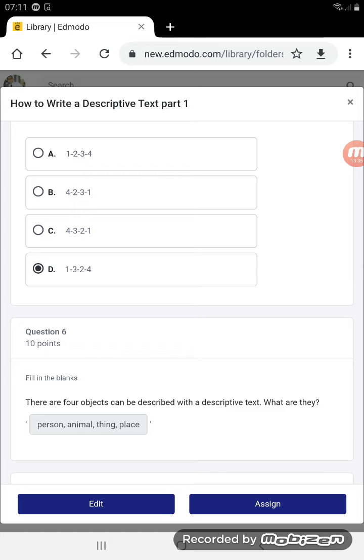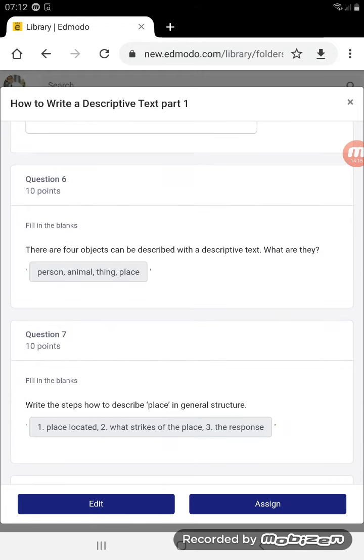Question number 6. This is essay. The four objects can be described with a descriptive text. The first is persons, animals, things, and then places. Okay, that's the answer. And how about the nature? You can put it there: a person, animals, things, places, and nature. You may. But nature can combine with things. Okay, but that's okay. If you insert nature in your answer, that's correct.